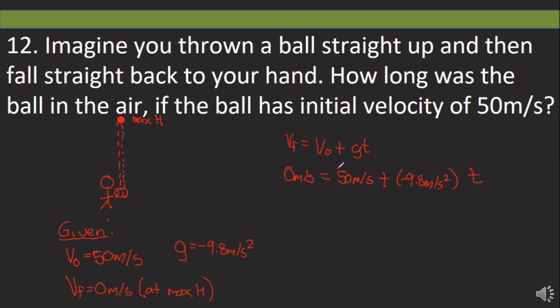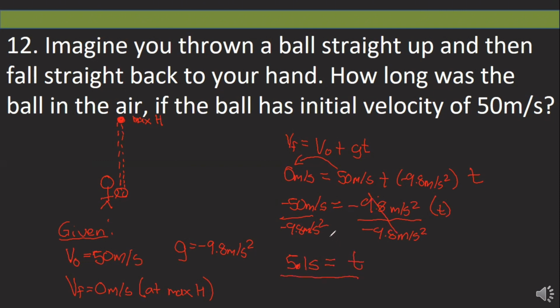Now, let us transpose positive 50 to the left side, so it will become negative 50 meters per second equals negative 9.8 meters per second squared times the time that we're looking for. Now, to calculate for the time, let's divide both sides by negative 9.8 meters per second squared. So negative 50 divided by negative 9.8, we have positive 5.1 seconds, since 9.8 divided by 9.8 is 1. So we already have the time, which is 5.1 seconds.